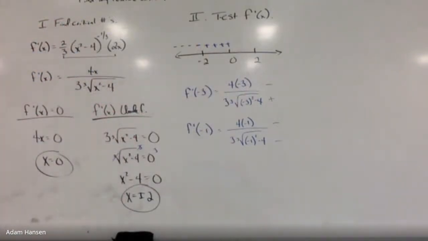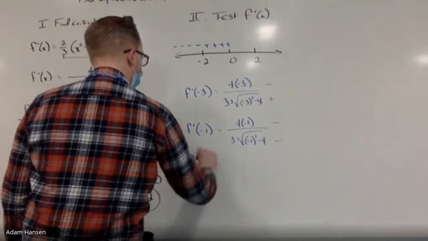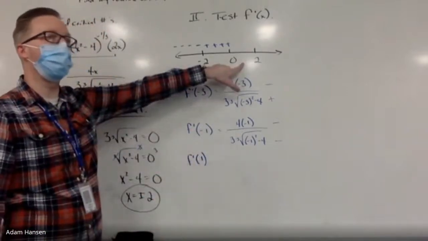-2 is a critical number, so I'm fairly certain that the derivative should change signs at -2. If it was negative before -2, it's probably going to be positive after -2. That's where it switches signs. These usually bounce back and forth. Let's test 1 again. 1 is a number between 0 and 2, so let's test the sign of this next interval.